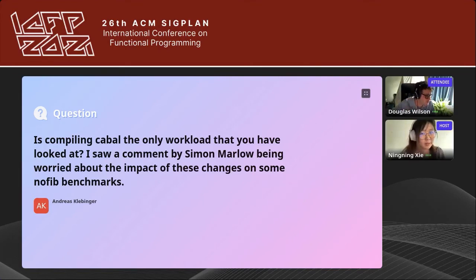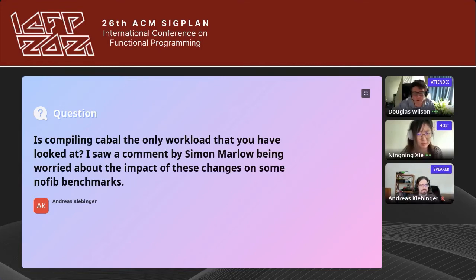So the question is for Andres, and he asks, is compiling Cabal the only workload that you have looked at? I saw a comment by Simon Marlow being worried about the impact of these changes on some NoFib benchmarks. No, it's not the only workload I've looked at. It is the main one. The NoFib changes, I posted some data where I had mixed up my core counts, so I had some numbers that look pretty bad. The NoFib mostly doesn't change very much. It's not so easy to see on this graph, but these are 3 of the parallel programs. But building Cabal is the only large workload I've tested it with.